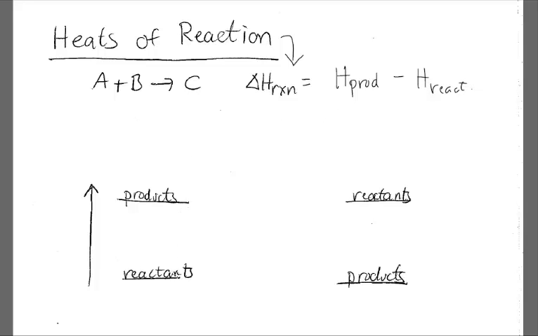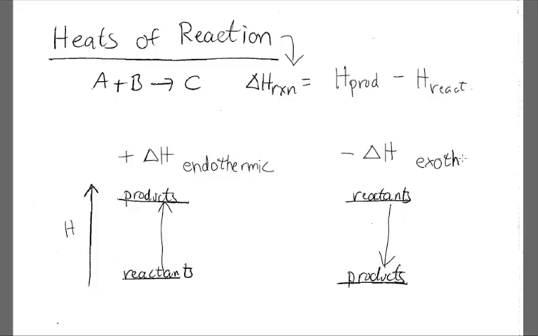And when the reactants are lower in enthalpy than the products, then the reaction causes an increase in enthalpy, which means delta H is positive, and that is a situation we call endothermic. The reverse can happen where the reactants are higher in enthalpy than the products. So we have a decrease in enthalpy when the reaction occurs, and so that's a negative delta H, and we call that exothermic.